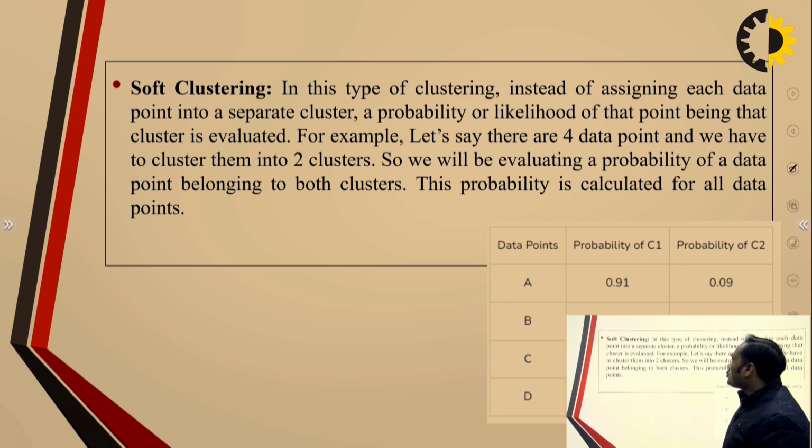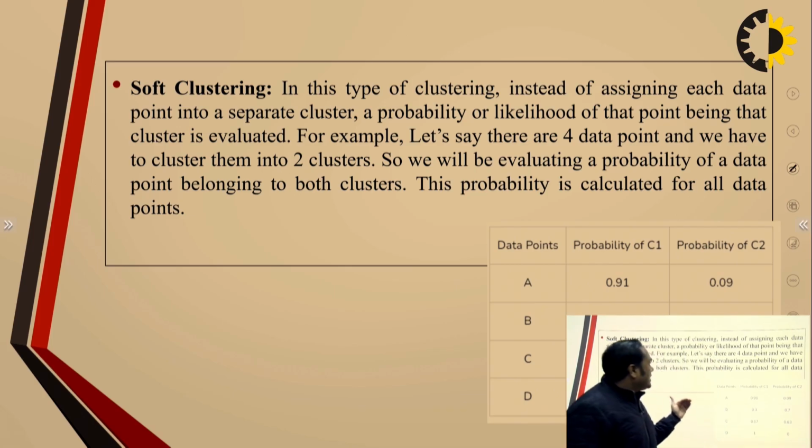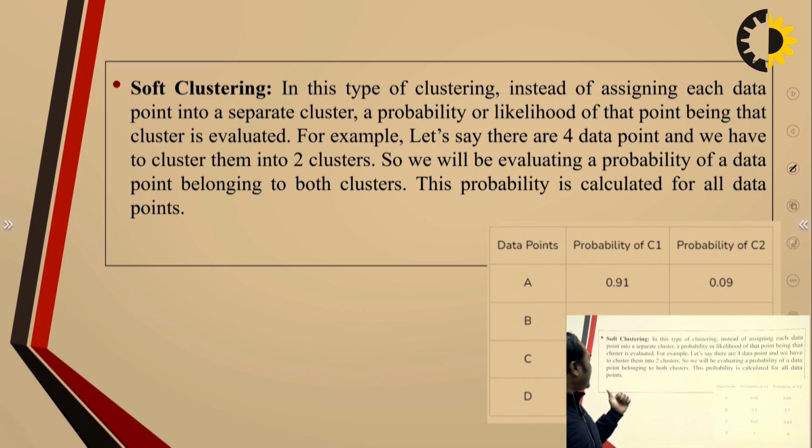Now, soft clustering means that in this type of clustering, instead of assigning each data point to a separate cluster, a probability or likelihood of the point belonging to that cluster is evaluated. For example, let's say there are 4 data points and we have to cluster them into 2 clusters.